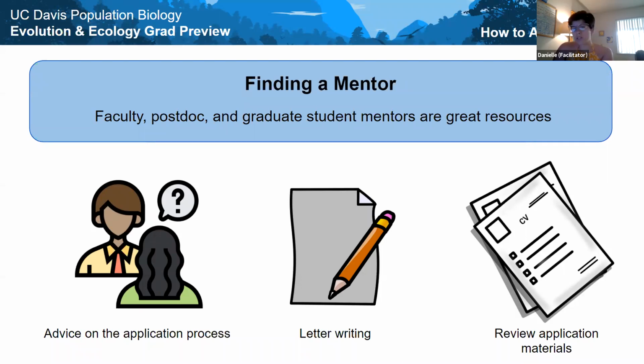So you'll need multiple letter writers for graduate school applications, so it may be strategic to pick a mentor who is not your research advisor to help you through the application process. They are also great people to ask to review application materials such as a personal statement or CV, and they may also have good resources for things like CV formatting, which we will talk about a little later.